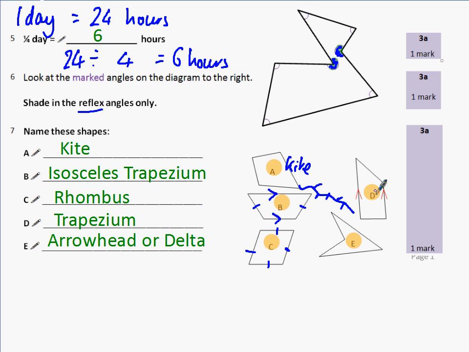D is just a plain old trapezium. It's got one pair of parallel sides, and that is all you can really say about it. And the last one is an arrowhead or a delta because it looks like the kind of thing that you would have at the end of an arrow, an arrowhead.